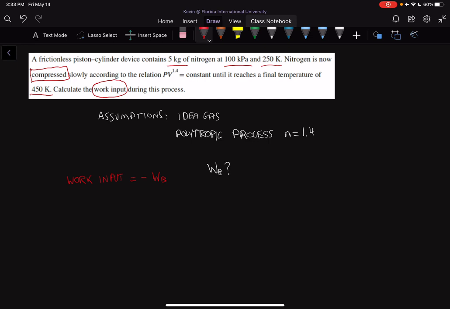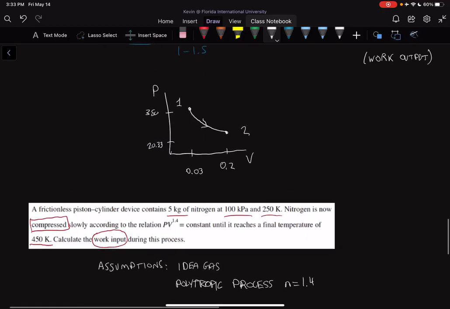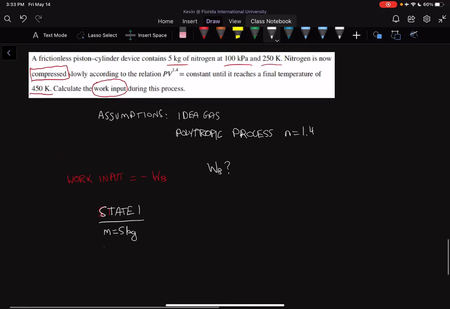Okay, so let's write our state 1 and state 2. State 1: we have mass equal to 5 kilograms of nitrogen. We're also told that pressure 1 is equal to 100 kilopascals, and temperature 1 is equal to 250 Kelvin.